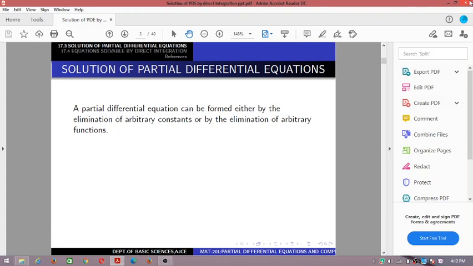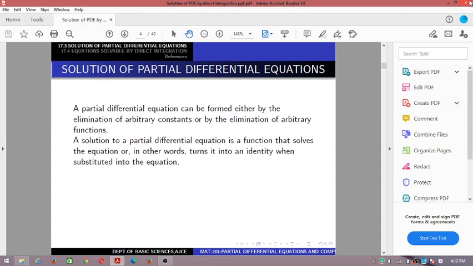In this video, we discuss the solution of partial differential equations. A partial differential equation can be formed either by the elimination of arbitrary constants or by the elimination of arbitrary functions. A solution to a partial differential equation is a function that solves the equation, or in other words, turns it into an identity when substituted into the equation.